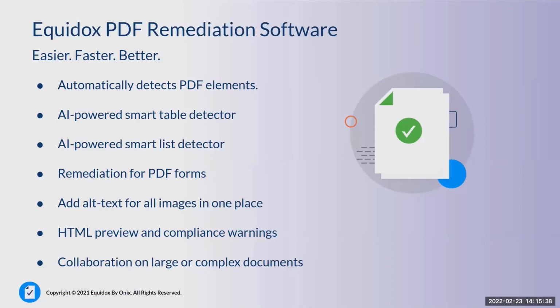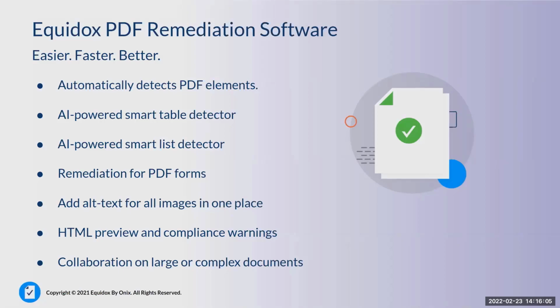We also have an AI-powered smart table detector. Table remediation in PDFs can be very painstaking and tedious and technical and slow if you are doing it the manual way with a tool like Adobe Acrobat. But we have a different approach to remediating tables, and we can spend literally seconds working on tables rather than hours if you're doing it the manual way.